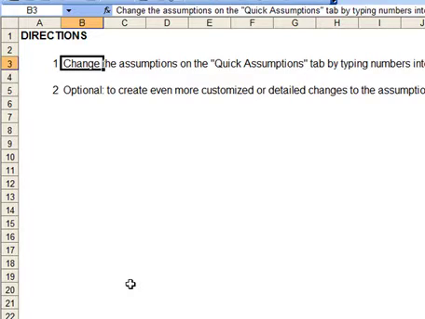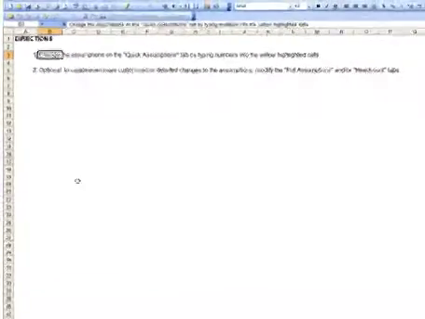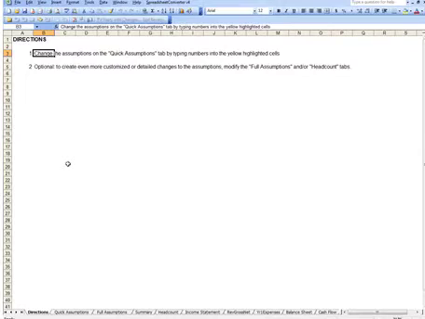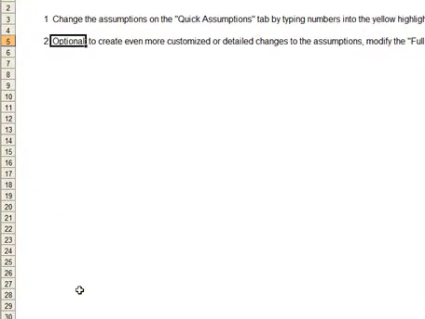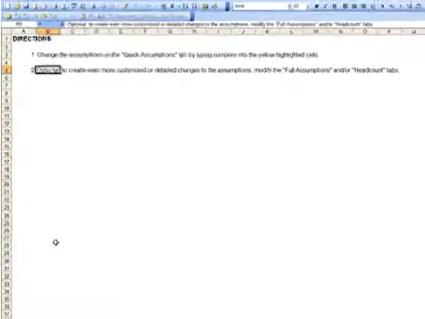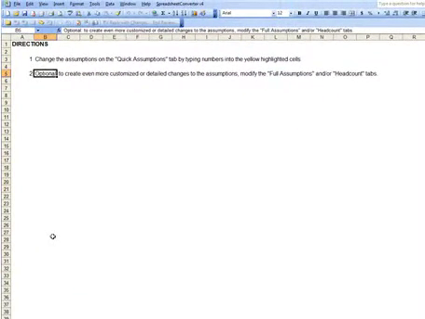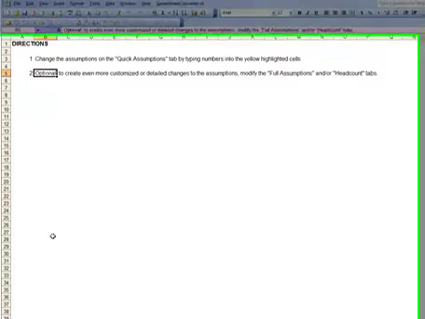Two things. You change the assumptions on the Quick Assumptions tab by typing numbers into the yellow highlighted cells. And just by doing that, which I'm going to walk you through, your complete financial model will be done. Then, optionally, if you'd like to create even more customized or detailed changes to the assumptions, you can modify the full assumptions and or the headcount tab. So let me walk you through.